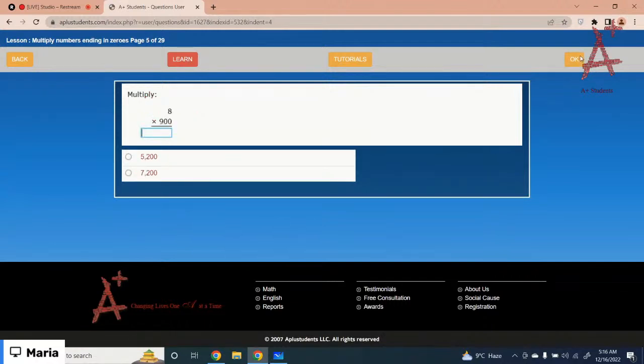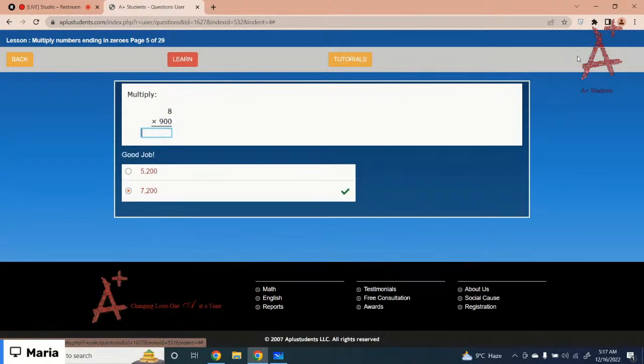Okay, 8 times 900. So which is the correct option? 9 times 8 is 72, and you have two zeros with 900, so you have to put the two zeros with the 72, so it would be 7200. Very good, that is the second one. Select the correct option, then click on the OK button.